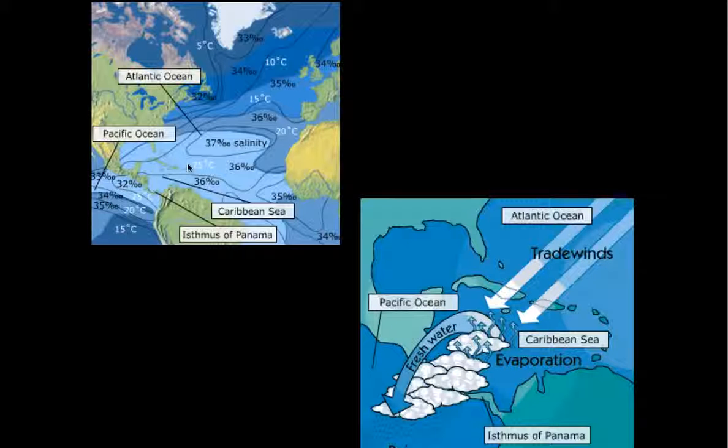Notice the temperatures are slightly different too. 25 degrees Celsius all over here, just barely 25 right along here. Again, because of the evaporation and condensation and precipitation.